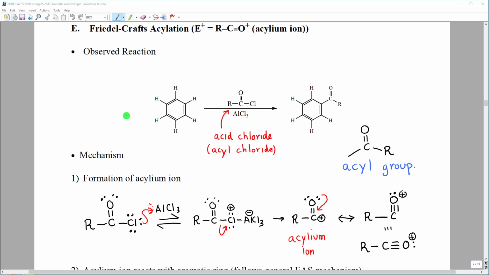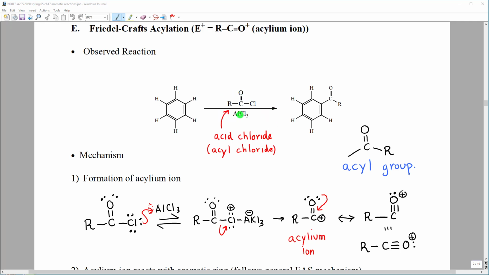The last electrophilic aromatic substitution reaction that we're going to look at is the Friedel-Crafts acylation. In that reaction, our electrophile is going to be what we call an acylium ion, which I'm going to show below how that is formed and what it looks like. Our observed reaction is going to start with a benzene. We're going to put in this structure, which we could list out as R, in other words, a carbon group, C double bond O, and then a chlorine attached to the C double bond O. That particular functional group is called an acid chloride or sometimes an acyl chloride. We're going to learn more about that later in this semester.